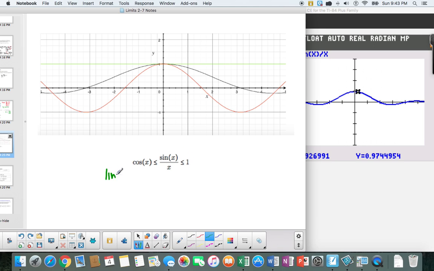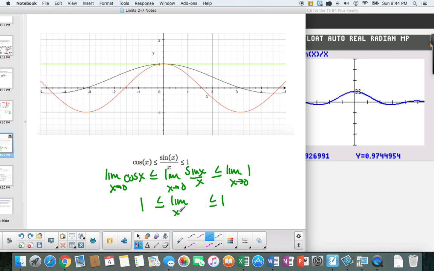So I want to find the limit as x approaches 0 of cosine of x, then the limit as x approaches 0 of sine of x over x, and then the limit as x approaches 0 of 1. Well, I know this answer is 1, and I know as x gets closer, this is 1. So this unknown limit is sandwiched between two limits that I know, so it has no other choice but to be 1 as well.